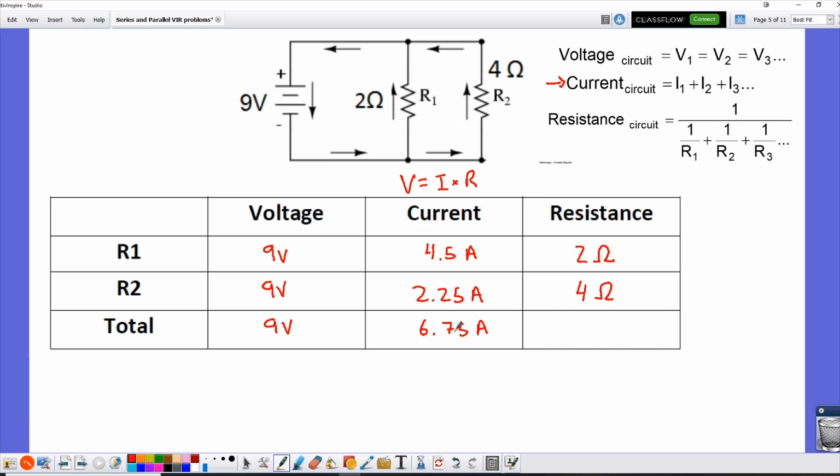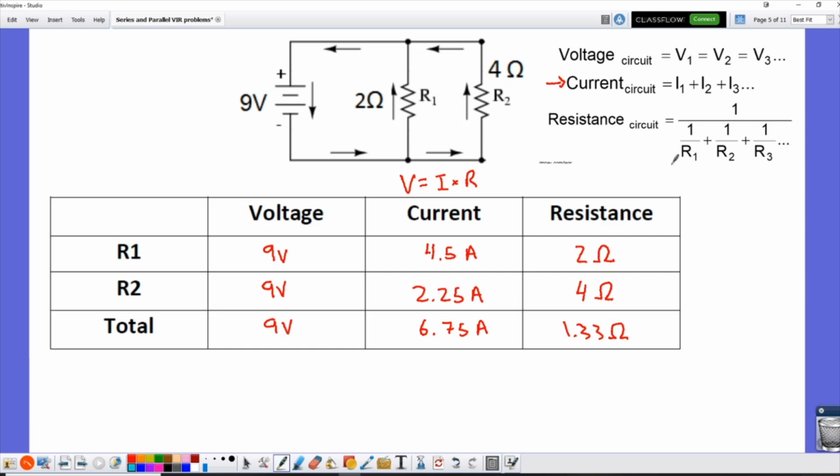Okay? Now we can use Ohm's law again to find what the resistance is, because 9 is equal to 6.75 times some value. So that resistance is going to be 9 divided by 6.75. If I do that in a calculator, I get 1.33 repeating ohms. All right, so we completely avoided this equation, and that's a really good thing, because this is an equation that's kind of messy. But I am still going to show you how to do that in case you do want to know.